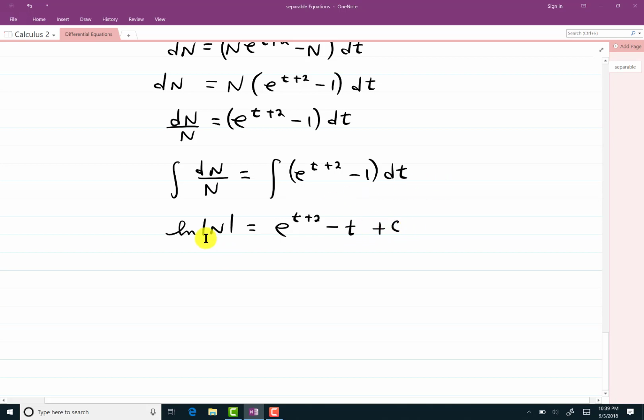Now, I can take e to everything and then play around with the absolute values, but to be honest, I'll be perfectly happy with this, because if it comes down to having a very ugly equation to get an explicit solution, I think I'd prefer an implicit solution.